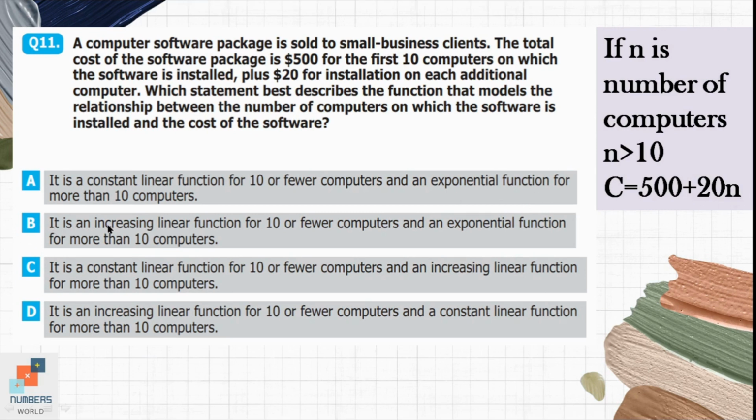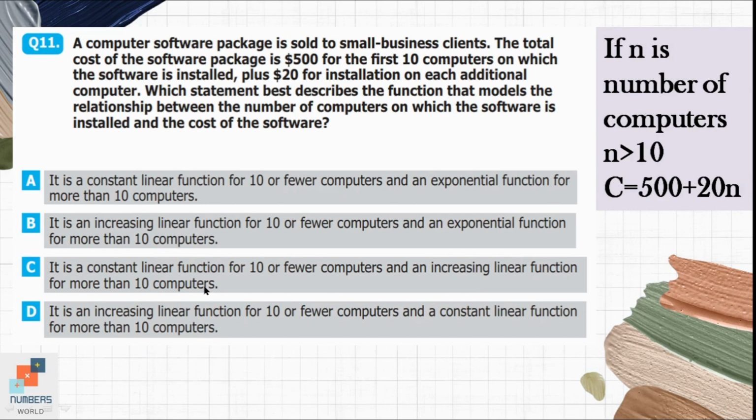Option B is it is an increasing linear function for 10 or fewer computers. This part of the statement is incorrect because $500 are fixed. There is no increase or decrease in it. So option C is it is a constant linear function for 10 or fewer computers and an increasing linear function for more than 10 computers.